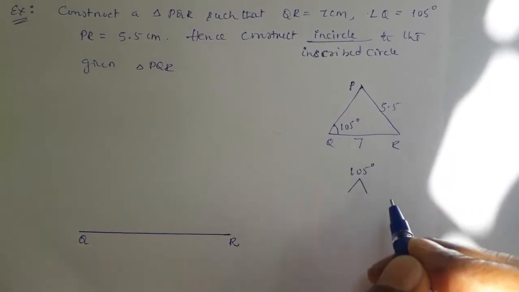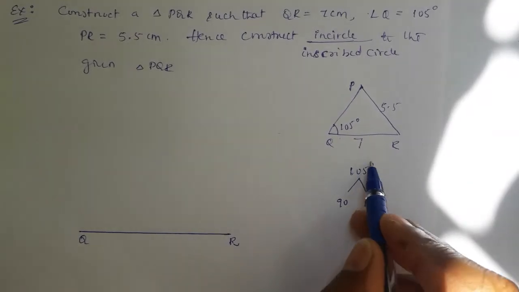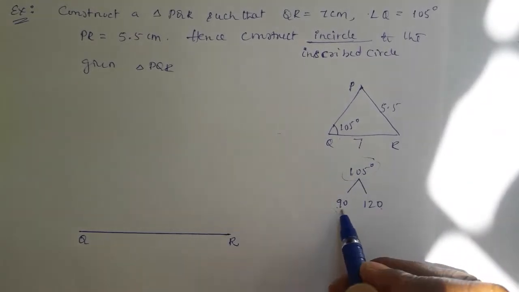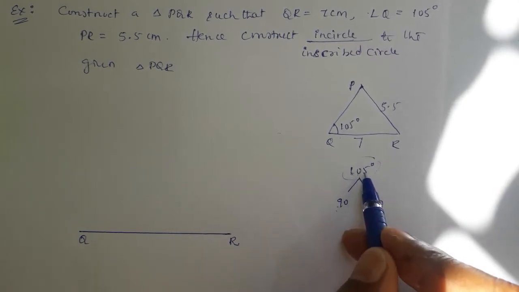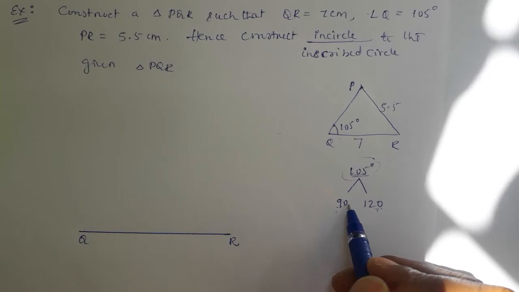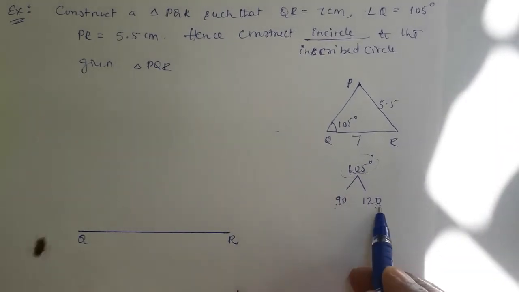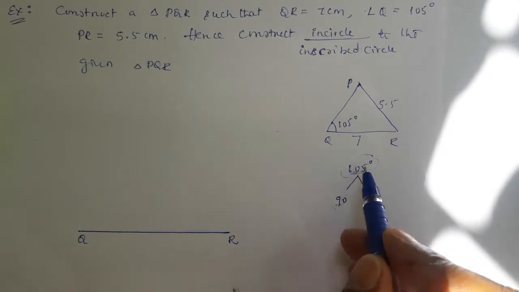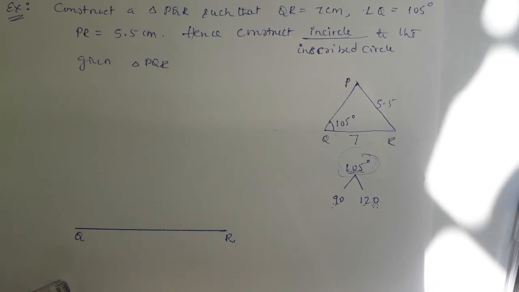105 degree is actually between which two? 105 degree is between 90 and 120. Because 105 degrees is above 90, below 120. That means 105 degrees is exactly between 90 and 120. So we have to construct 90 and 120 first, because if we get 90 and 120, 105 degree will come. So we go to 90 and 120 degree first at Q.